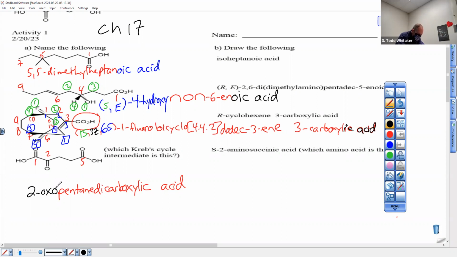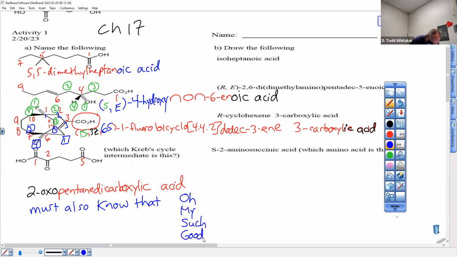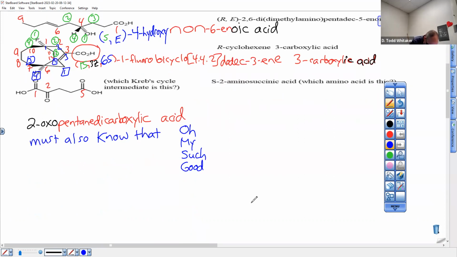So what you're going to have to do for the other name, which you need to know, is also know that mnemonic: oh my, such good apple pie covers the first 1, 2, 3, 4, 6 dicarboxylic acid.